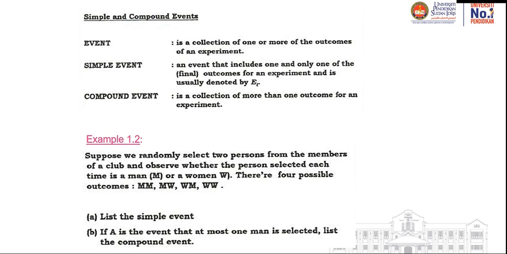Okay, another term that you need to know is simple and compound event. By definition, event is a collection of one or more of the outcomes of an experiment. Event in Malay we call it as peristiwa. And then we have term simple event, which is event that include only one and only one of outcomes. And then we have compound event, which is a collection of more than one outcome for an experiment. So by definition, simple event represent only one outcome and compound event represent more than one outcome.